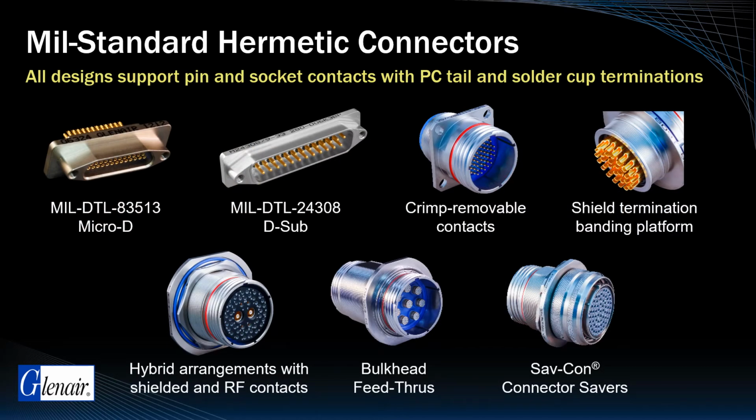Rectangular connector series available in the Hermetic class include the micro-miniature MIL-DTL 83513 and the D-Sub 24308. We also supply many non-standard mil-spec connector derivatives, including designs with crimp-removable contacts, wire shield termination banding platforms, hybrid shielded and RF contacts, bulkhead feed-throughs, connector savers, and many more.